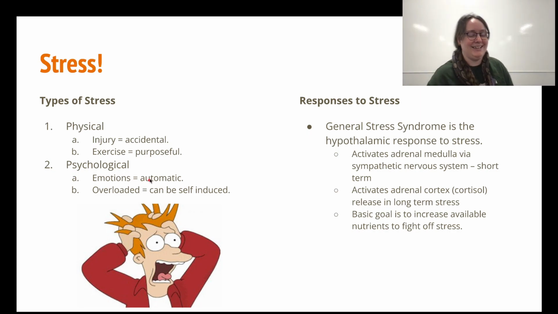You think? So anyway, general stress syndrome is a hypothalamic response to stress. Basically, it activates our adrenal medulla. Remember, he's pumping out adrenaline. And then cortisol releases in long-term stress, and a basic goal is to increase available nutrients to fight off the stress. So cortisol is like, reserve all that food, reserve all that glucose, because you never know, we might need it to run away from zombies. And, I don't know about you, but there's not too many zombie attacks that I know about.